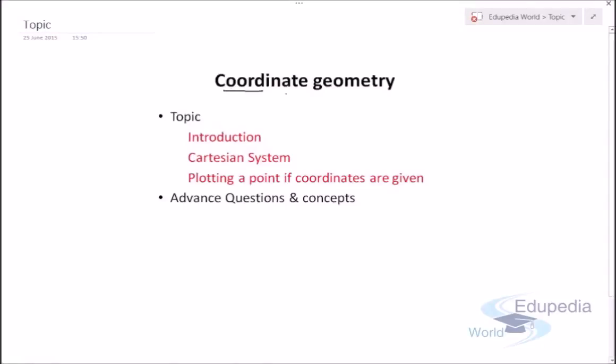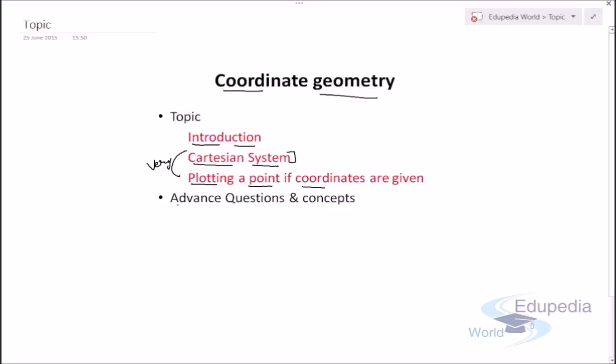You are watching the videos on coordinate geometry. So in this video we'll discuss introduction to coordinate geometry, how coordinate geometry evolved. Then we'll discuss something about Cartesian system, which is widely used in coordinate geometry, and then we'll discuss how to plot a point if coordinates are given. So these two concepts are very important in coordinate geometry, so you have to watch it very carefully.